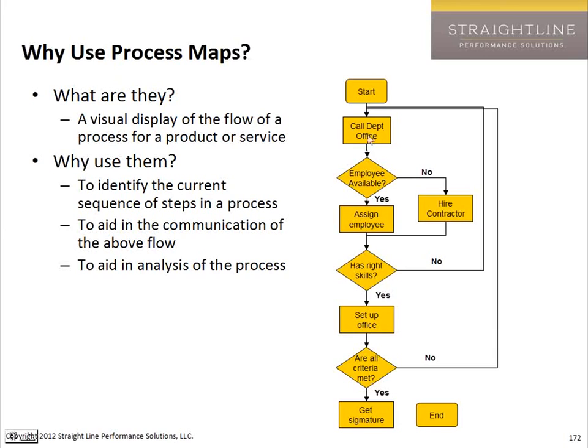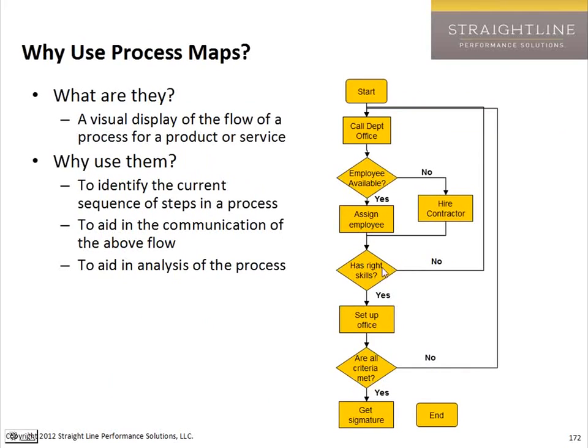So if we look at this, when an opportunity was identified, there was an original call that went into a department office, and they asked, do you have an employee available for this particular assignment? If the answer was no, they'd literally hire a contractor. If they did have an employee available, they'd assign that employee. After they hired the contractor, and believe it or not, this was the order, they'd say, okay, does this contractor have the right skills? The answer was no. They'd go back and call the department office again, but they just had a list of contractors.